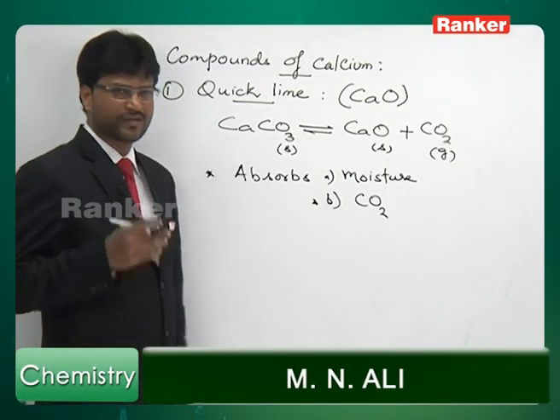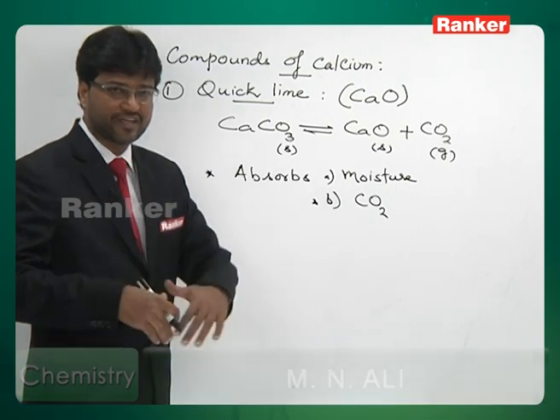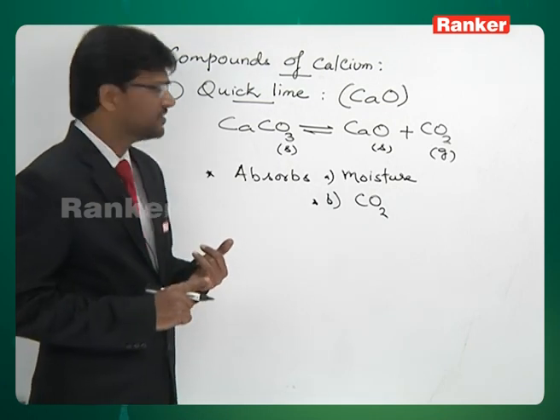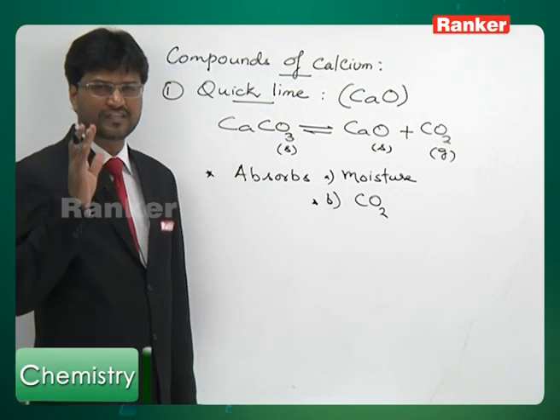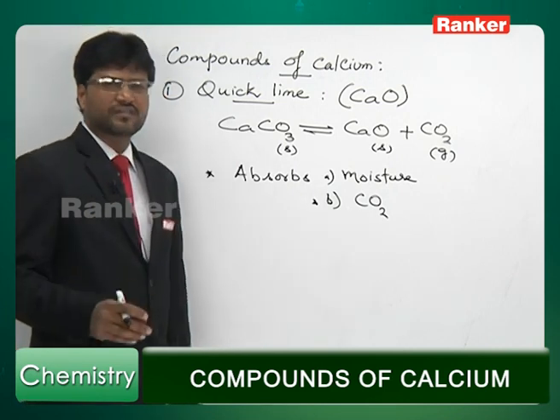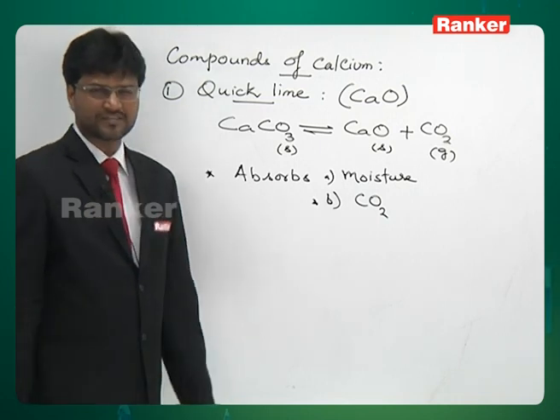This property is exploited in using calcium oxide for drying gases. But remember, you cannot dry acidic gases using calcium oxide because calcium oxide is itself a basic substance. So it is specifically useful in drying ammonia gas because ammonia gas is a base.